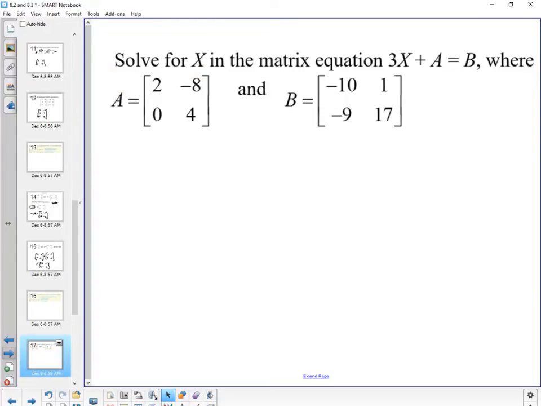Okay. Here's what you were asking me about a minute ago. Solve for x. So in this case, we want to take 3x plus a is equal to b, and we need to solve it for x. Okay, so I have the formula 3x plus a is equal to b.